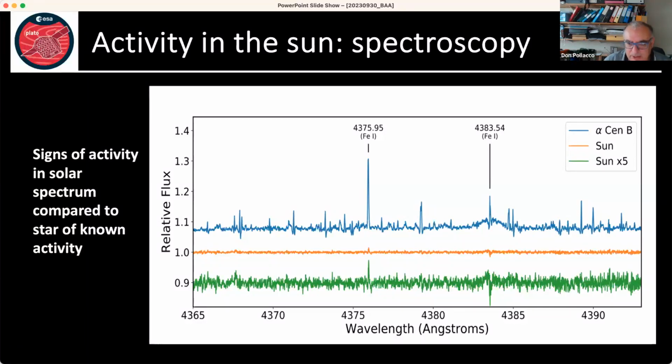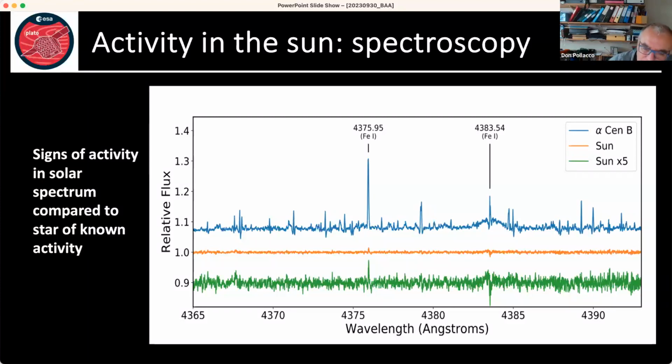Now, the interesting thing about this is that even the quiet Sun has the same activity indicators in its spectra. You can look at the iron line at 4383, and you can see that either side of the main, what looks like an emission line, there's this broad feature. And you can see in the Sun, that's there as well. During the activity cycle, these emission components change.